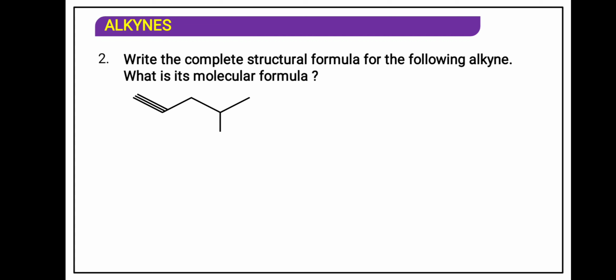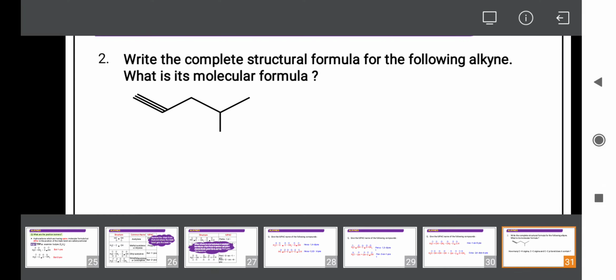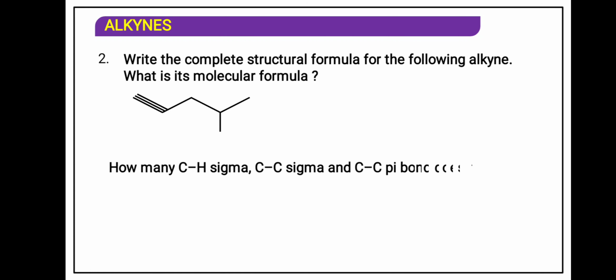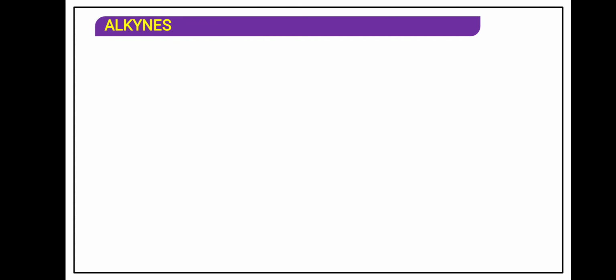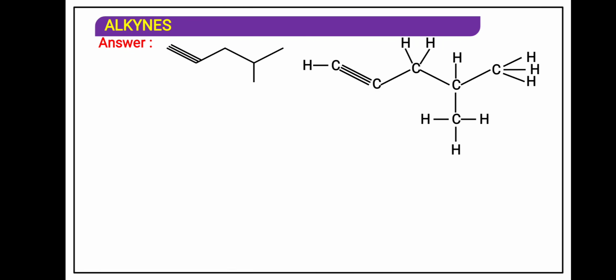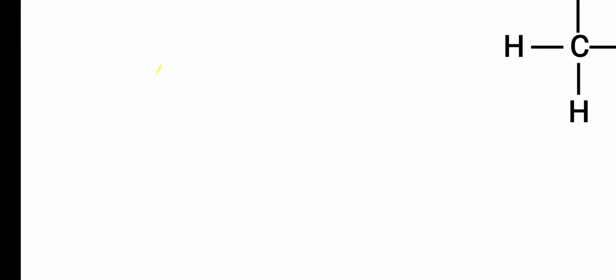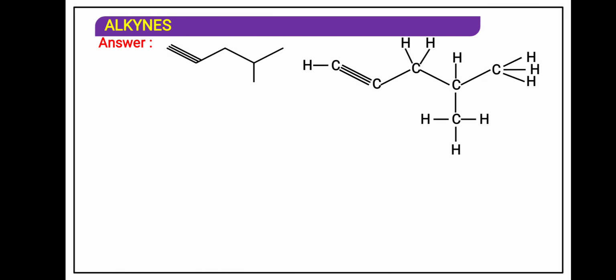Write the complete structural formula for the alkyne. How many carbon-hydrogen sigma bonds, carbon-carbon sigma bonds, and carbon-carbon pi bonds does it contain? You have to identify. Very simple. See here, the apex is understood to be a carbon, and it is to be understood that hydrogen is present. Here all 4 valencies are complete, that is why no hydrogen. Here 2 bonds have been drawn, that is why 2 hydrogens. You can count it very nicely and answer it.